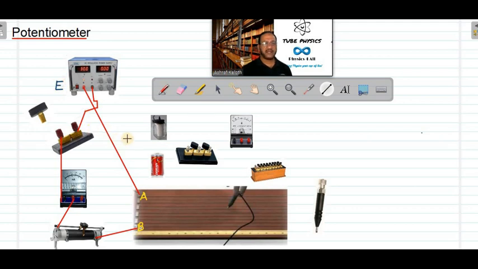Now in the secondary, here we have two cells. The aim of the experiment, there are three experiments with the potentiometer. The first experiment is to compare the EMF of two cells. Here we have a dry cell, a common normal cell, and this one is a Leclanche cell.